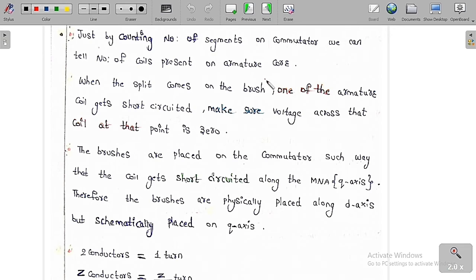This is a very important thing that you always need to remember. The number of segments present on the commutator is always equal to the number of coils present on the armature, irrespective of the type of winding.